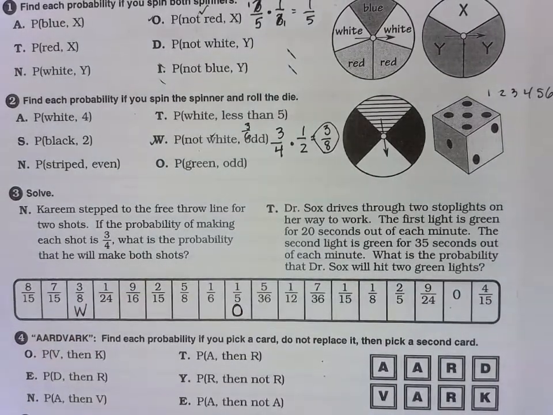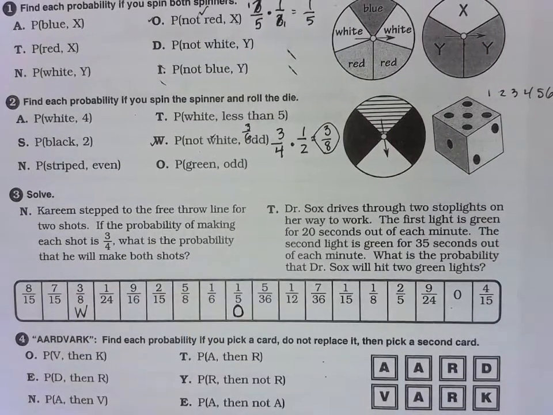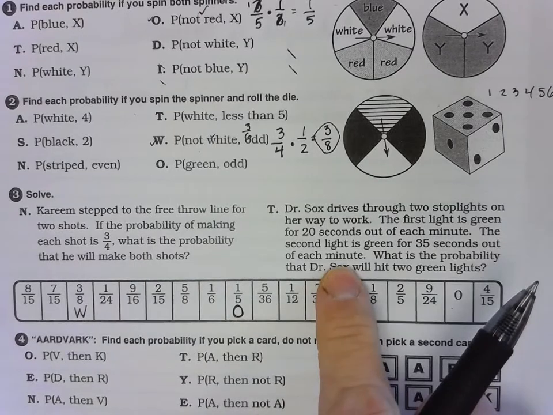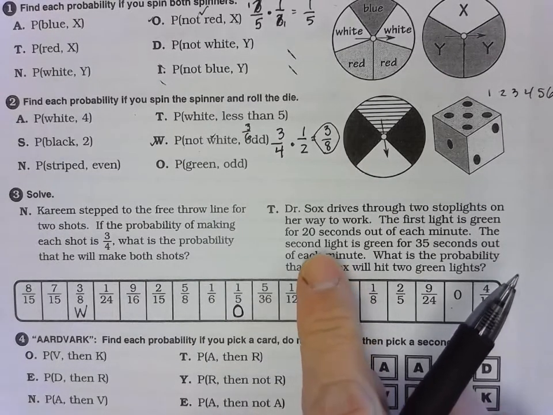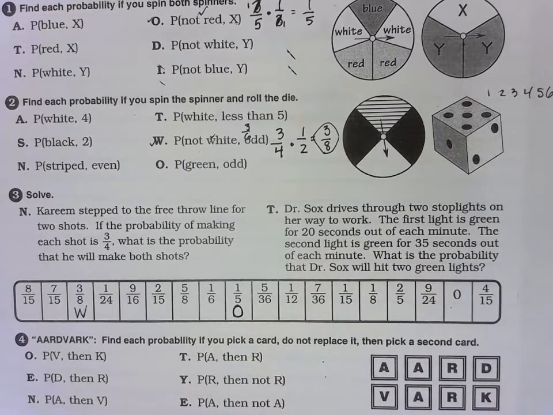All right. Now, on the word problems, again, remember, you're going to multiply 2 probabilities together. Okay? How many seconds are in a minute? 60 seconds. So okay, on this one, you'd have 20 over 60. On this one, you'd have 35 over 60. So then, of course, you could simplify those and make it a little easier on yourself. And I would do that. Make sure you simplify them before you work them out and multiply them together.